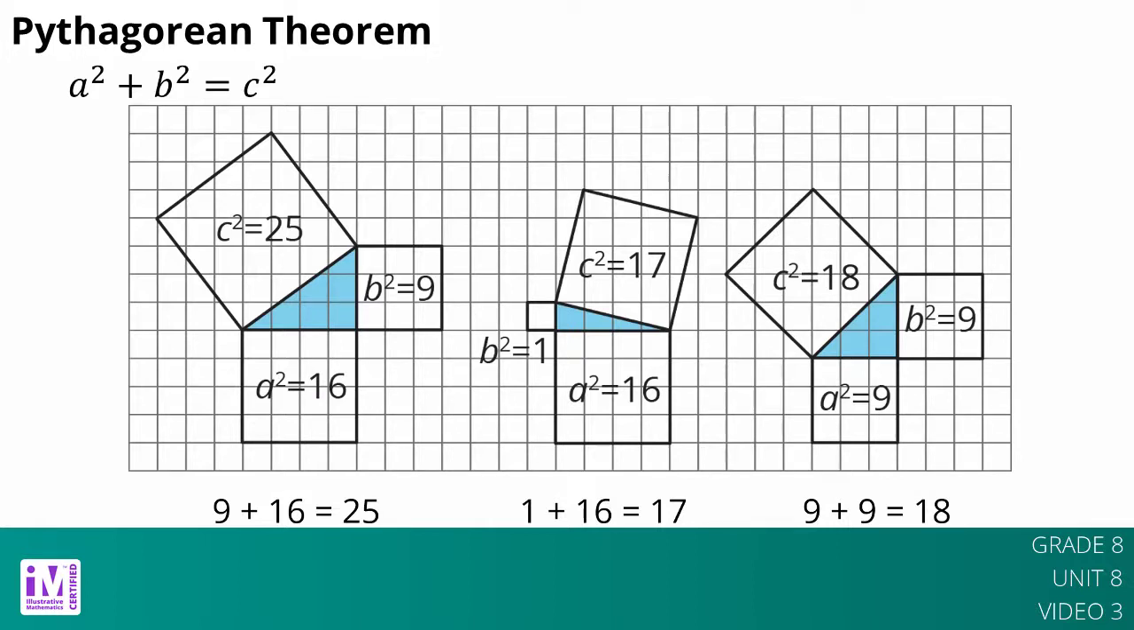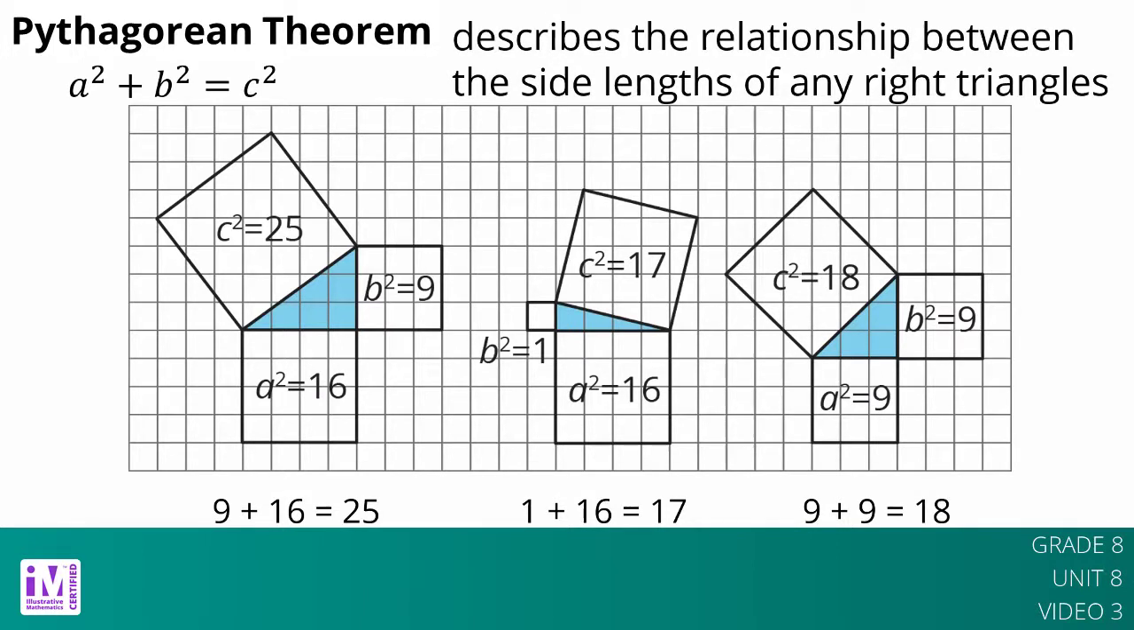The Pythagorean theorem describes the relationship between the side lengths of any right triangles. The name comes from a mathematician named Pythagoras, who lived in ancient Greece around 2500 BCE. But this property of right triangles was also discovered independently by mathematicians in other ancient cultures, including Babylon, India, and China. It is important to note that this relationship does not hold for all triangles.